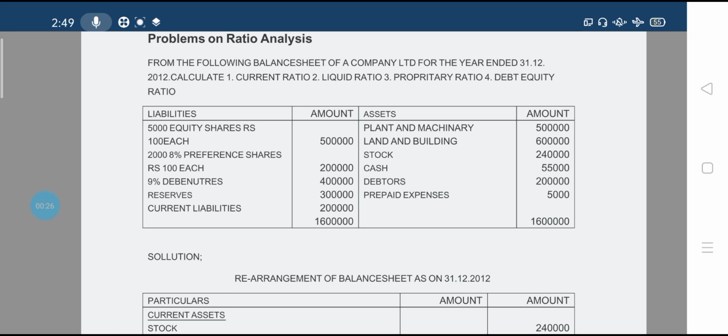Let's read the problem. From the following balance sheet of a company limited for the year ended 31st 12 2012, calculate current ratio, liquid ratio, proprietary ratio, debt equity ratio. The liabilities are 5,000 equity shares of rupees 100 each, 5 lakh, 2,000 8% preference shares of rupees 100 each, 2 lakh, 9% debentures of rupees 4 lakh, and reserves 3 lakh. Current liabilities are 2 lakh.